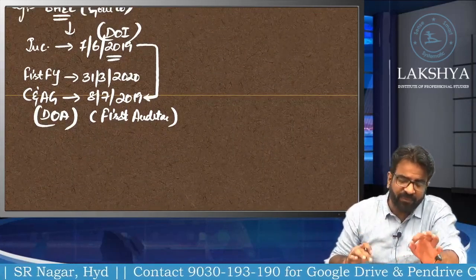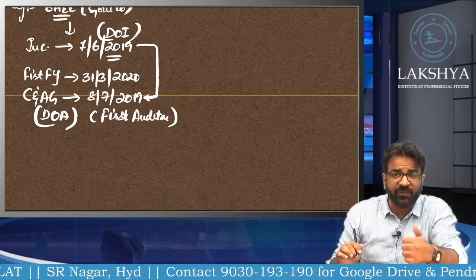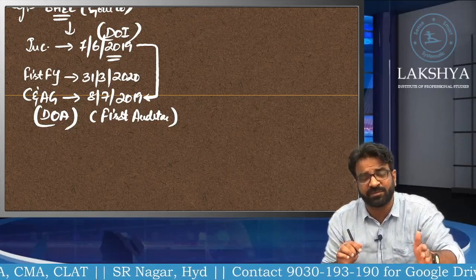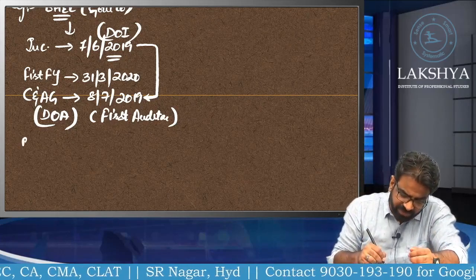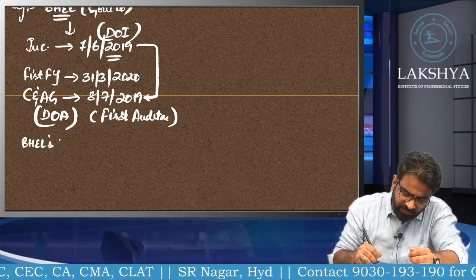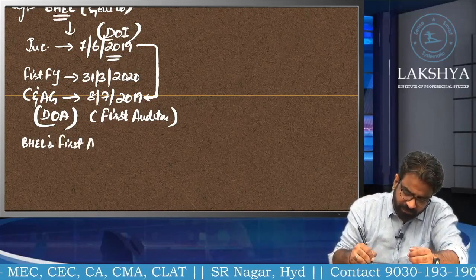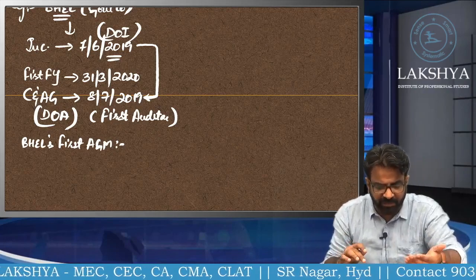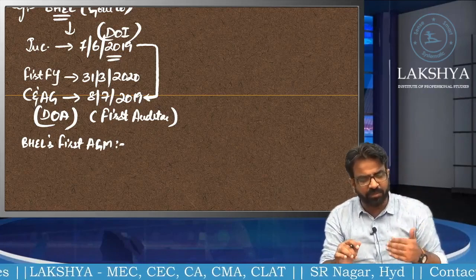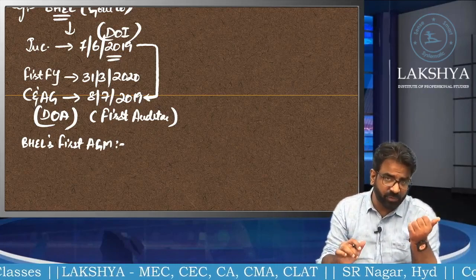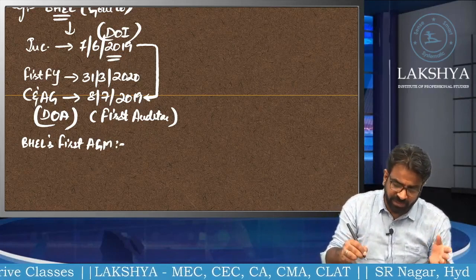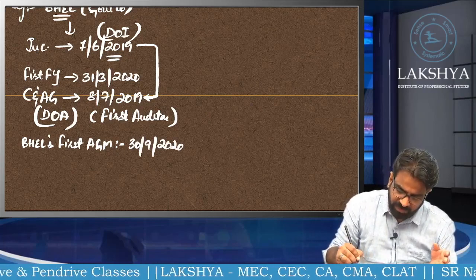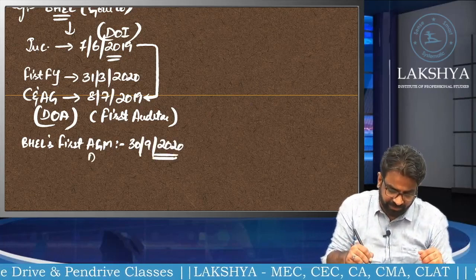Now, when shall the first AGM be conducted? Within 9 months from the end of the first financial year. Say for example, this BHEL's first AGM was conducted when? If we add 9 months to the financial year, it will come to 31st December 2020. Am I correct or not? Say for example, this company conducted it on 30th September 2020. This is the first AGM date.